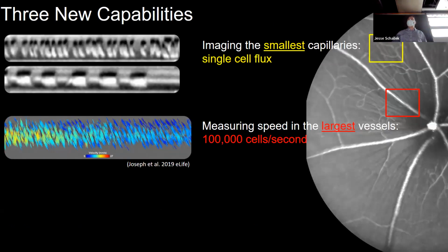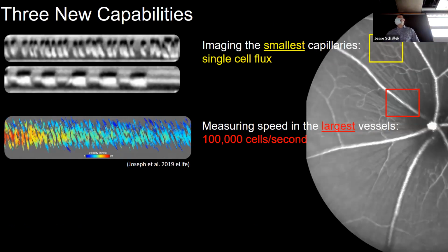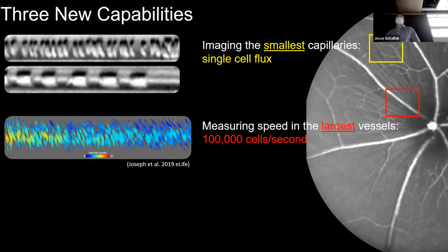All right, so let's take a pause. That's Act 1. That's understanding adaptive optics and seeing blood cells inside capillaries.